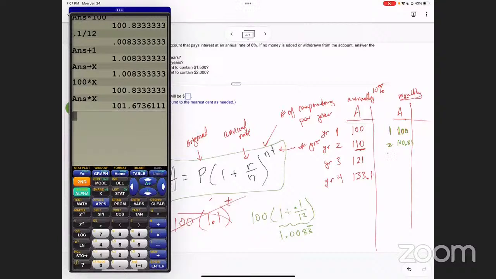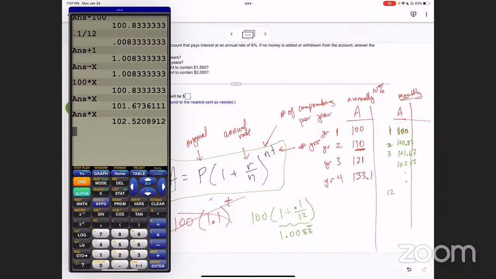That's month 2. So month 3, I guess. In month 3, my balance is going to be 101.67. See how I increased a little bit? If I multiply that by X again, my rate, there's my month 4. And I can keep doing that all the way down to 12 months.